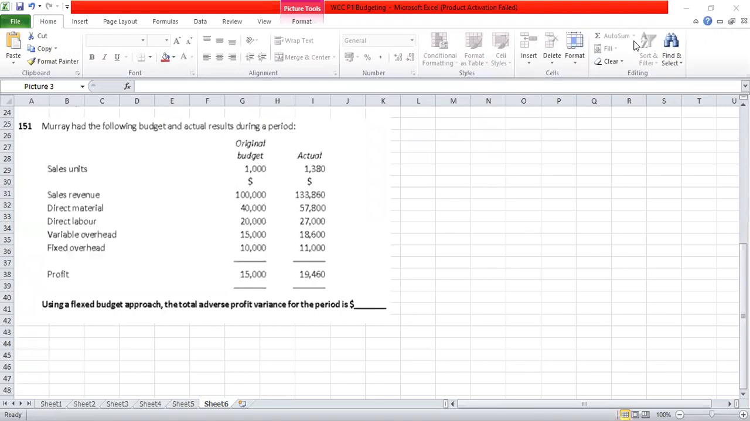That is, revising the budget according to the actual activity is flexible budgeting. So we have learned about that. What is the total adverse profit variance for the period? What we need to do is revise the original budget according to the actual activity. The actual activity is at 1380 units, but they planned it at 1000 units. So 1000 units have to be adjusted to 1380, then change all the other data, and then we take it forward. That is all we have to do.